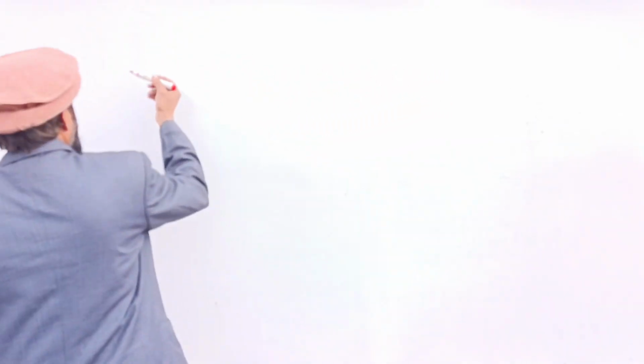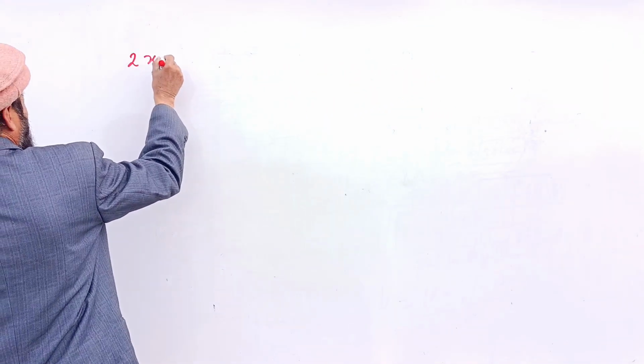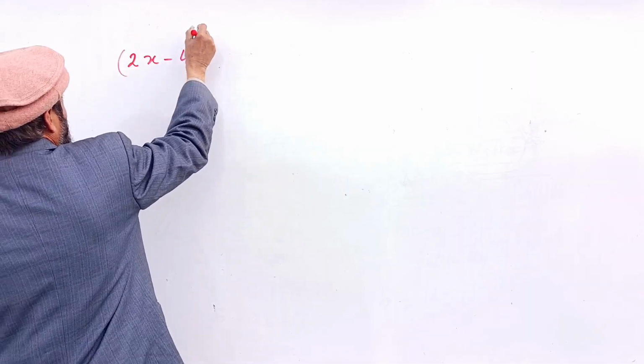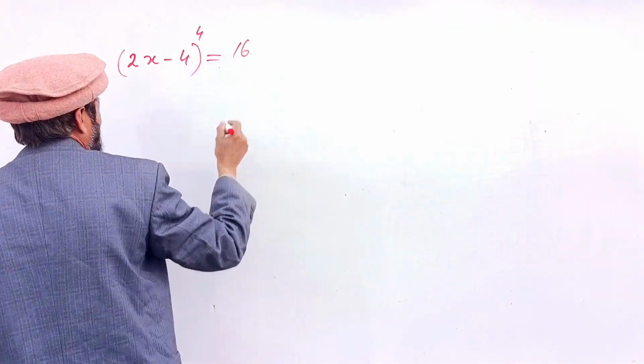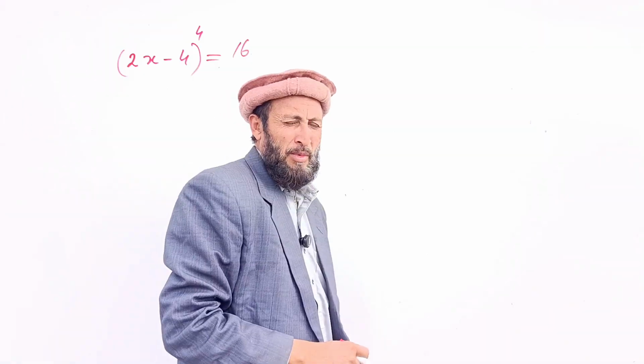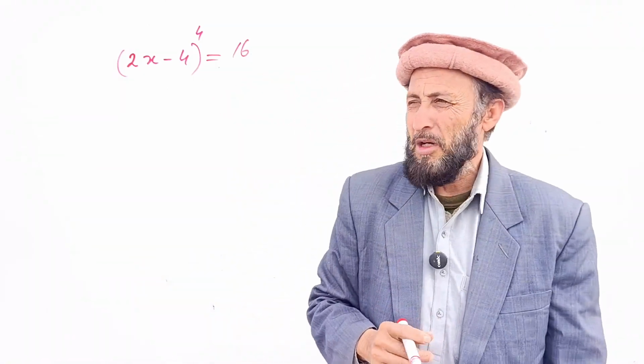Dear students, today we have a new exponential equation, and we will find the value of x. The equation is (2x minus 4) whole exponent of 4 is equal to 16. Here, dear students, we will solve this question by two methods.